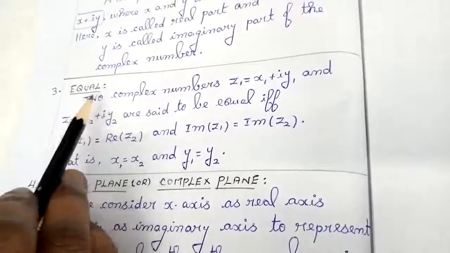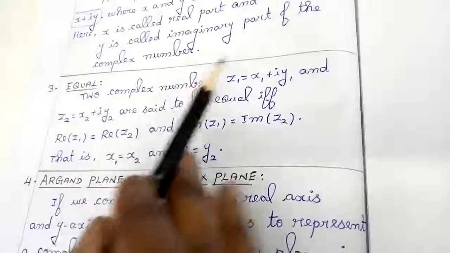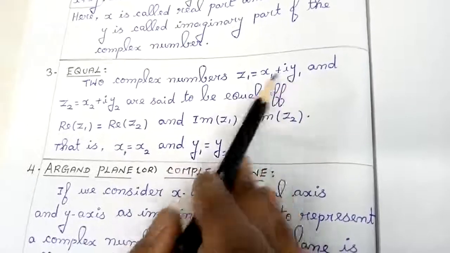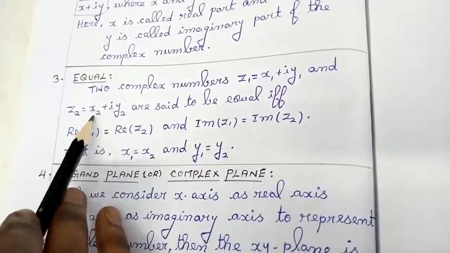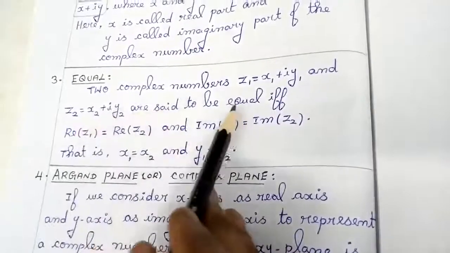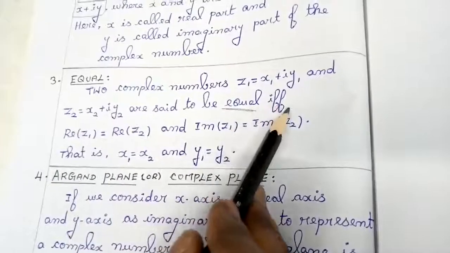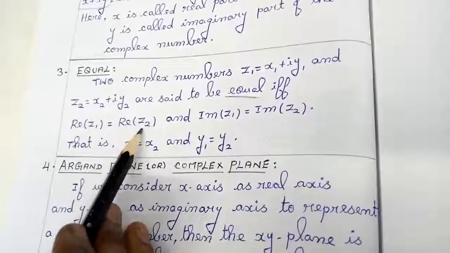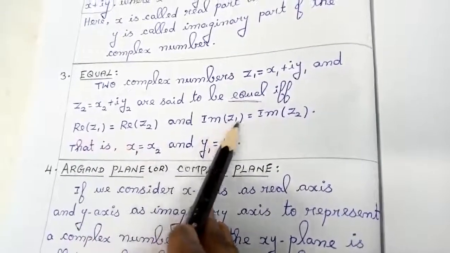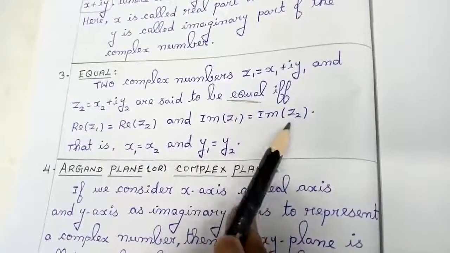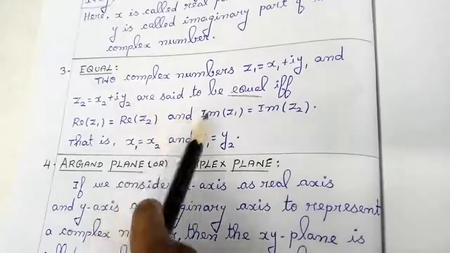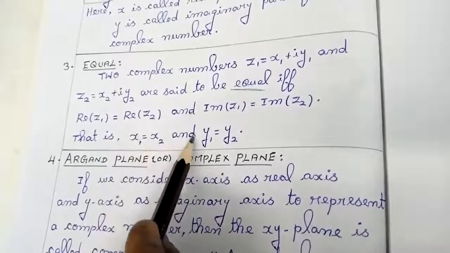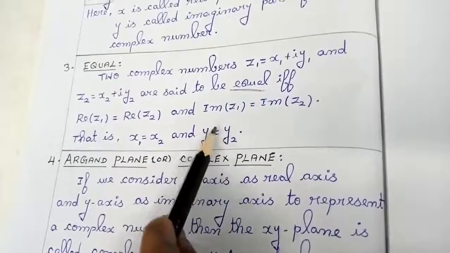When can I say two complex numbers are equal? If they give you two complex numbers, z1 equal to x1 plus iy1 and z2 equal to x2 plus iy2, they are said to be equal if and only if the real part of z1 is equal to the real part of z2 and the imaginary part of z1 is equal to the imaginary part of z2. That is, between two complex numbers, the real part values must be equal, x1 equal to x2, and the imaginary part y1 equal to y2.